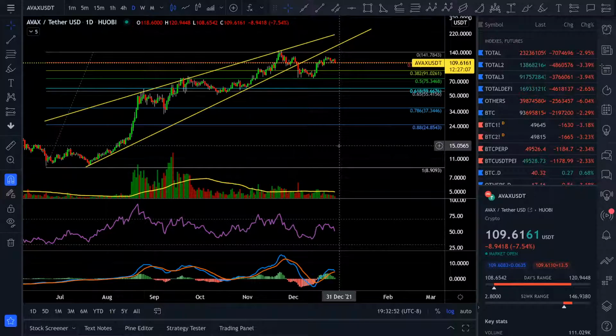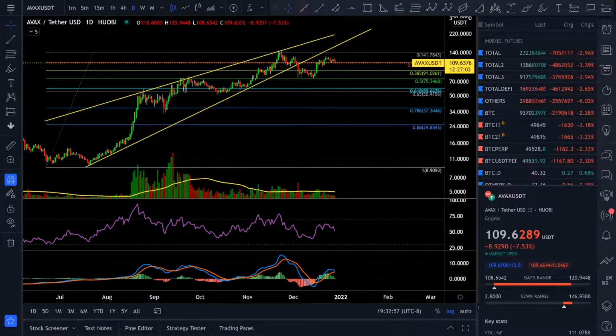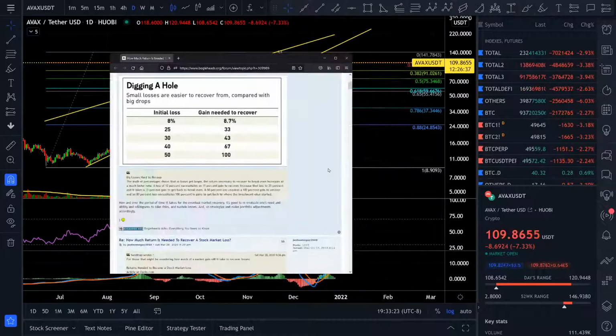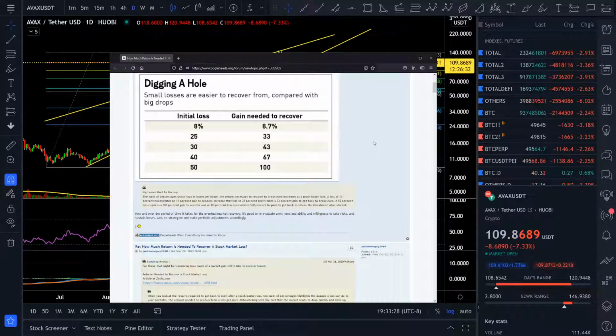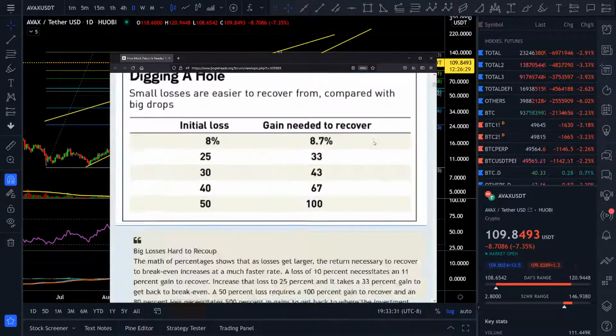Here, let me look it up first. So, stock losses recovery chart or something like that. Let me bring this chart up. Can you see this? I just looked this up on Google. Okay, so I just typed in stock loss recovery chart on Google Images.